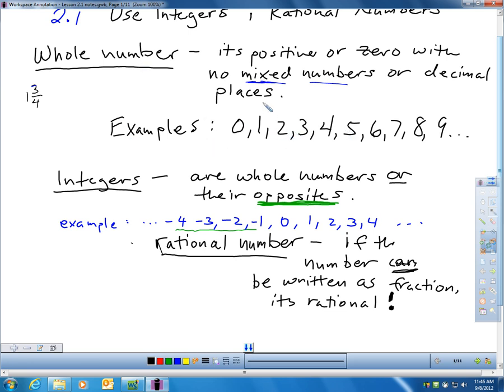I said whole numbers can't be mixed, like 1 3/4. I can't have a whole number that's 1 3/4. That's a mix. It's a mixture of a whole number and a fraction. Okay? Any rational number is a number that can be written as a fraction.